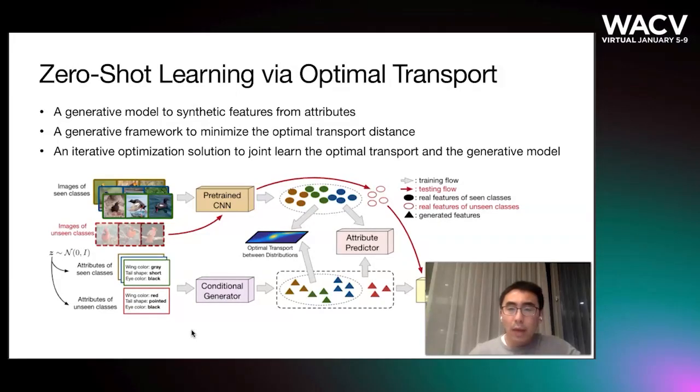Motivated by this, we have proposed an optimal transport-based framework for zero-shot learning. It is a conditional generative model to synthesize image features from the attributes. Then we try to minimize the optimal transport discrepancy between the generated features and the real ones. To further improve the predictive power, we introduce an attribute-based predictor. Further, an iterative optimization solution is proposed to jointly learn the optimal transport and the generative model.